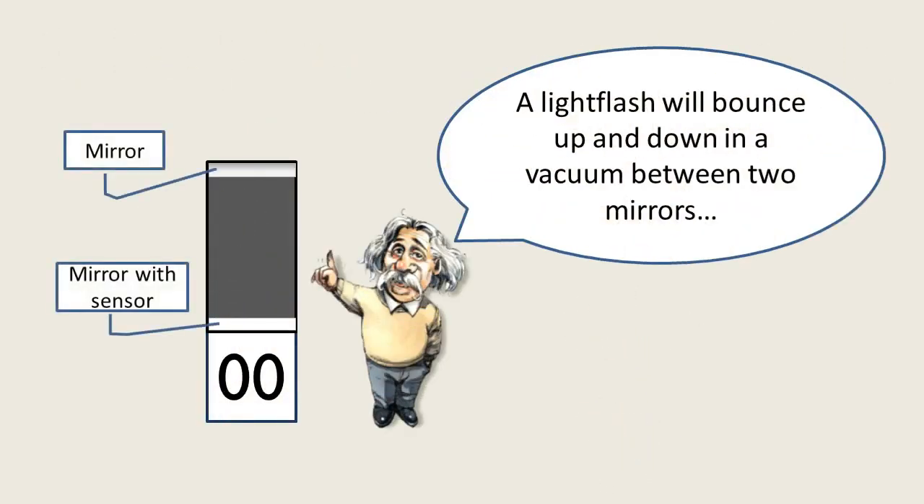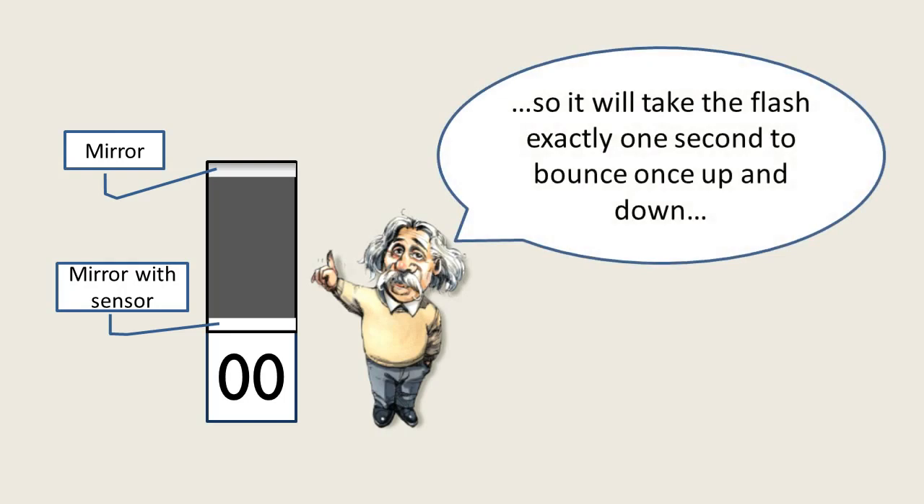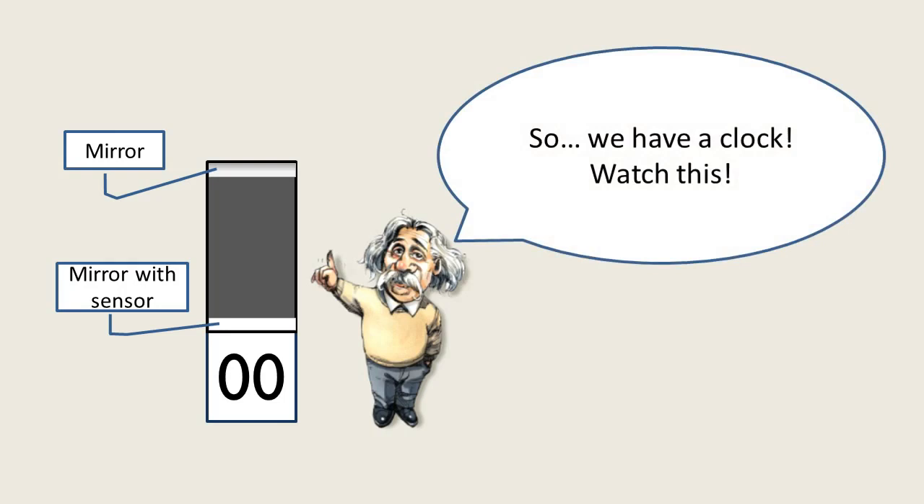A light flash will bounce up and down in a vacuum between two mirrors. The distance between the mirrors is half a light second, so it will take the flash exactly 1 second to bounce once up and down. And when it hits the bottom mirror, it will trigger the counter at the bottom. So we have a clock. Watch this.